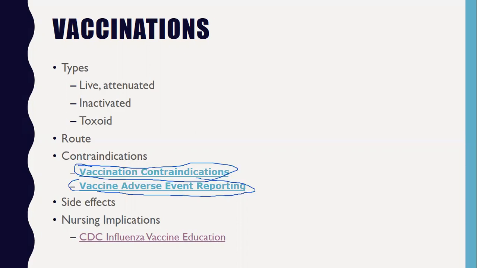Sometimes they may use a topical anesthetic at the injection site to reduce discomfort, especially for children, but that would need to be applied 40 to 60 minutes ahead of time, so it's not always practical. And then making sure you're screening for contraindications or prior reactions to vaccinations before administering.